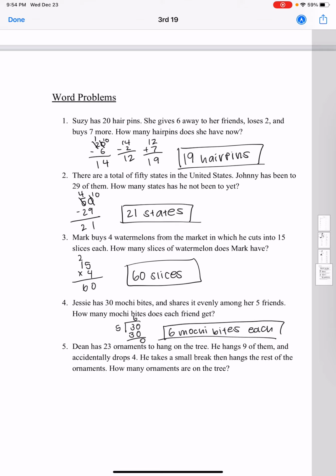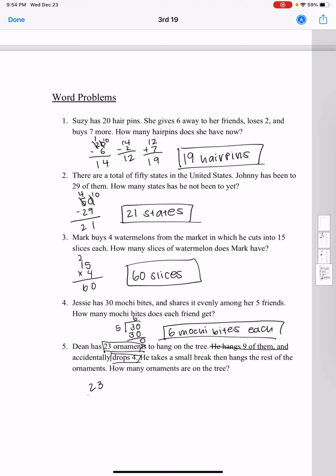Okay, last question. Dean has 23 ornaments to hang on the tree. He hangs 9 of them and accidentally drops 4. He takes a small break, then hangs the rest of the ornaments. How many ornaments are on the tree? So he has 23 ornaments. And he hangs 9 of them. So, okay, you don't really need to think of that, so you can ignore this part. And the only important part is he drops 4 out of the 23 ornaments that he has.